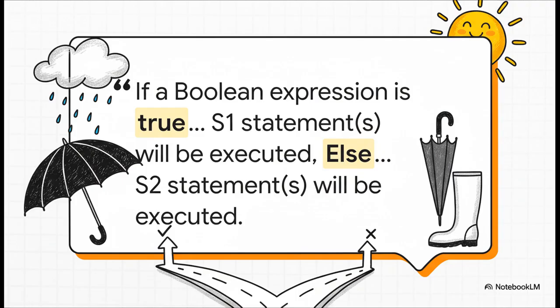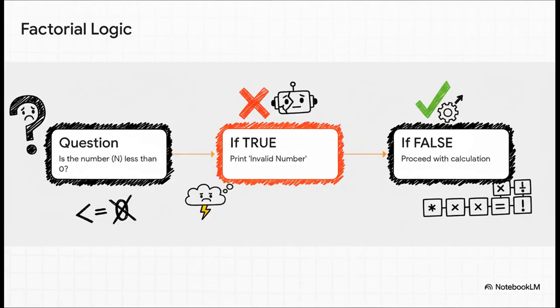It's basically a fork in the road for our program, letting it choose which path to take. And we can use this exact logic in our factorial program. See, factorials only really work for positive numbers. So the very first thing our program should do is ask a question. Is the number n less than 0? If the answer is true, then it just prints an error message. Else, if the answer is false, it knows it's safe to go ahead and do the calculation.